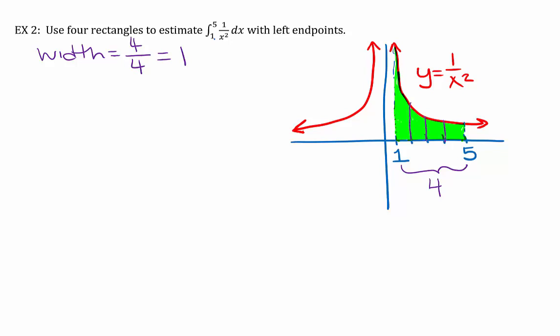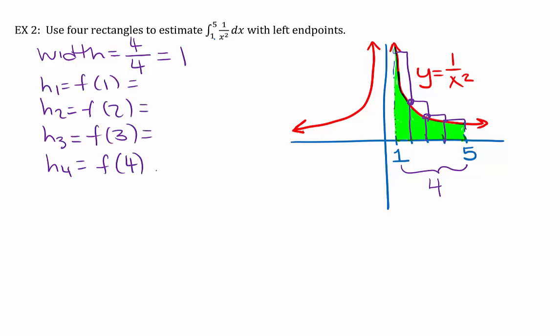so the width of each of my rectangles is going to be 1. This problem says we are using left endpoints to create our rectangles, so it's going to be an overestimate. So the height of my first rectangle I will get by plugging in x equal 1. That's where the region starts. If I go over 1, then I'm at x equal 2, x equal 3, x equal 4. I take these x values, I plug them into my function, and I get y values of 1, a fourth, a ninth, and a 16th.